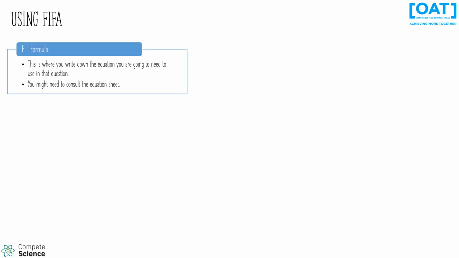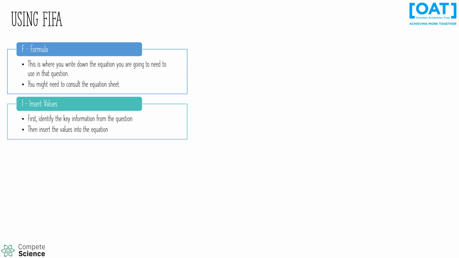This method is known as FIFA. It's a good way of remembering what steps that you need to take when performing each calculation. The first step is F, so F for formula. This is where you write down the equation that you're going to need to use in that question. It's a really good idea to write down that formula in the space provided. You might need to consult the equation sheet. I would always check the equation sheet to see what equations are on there. The equation that you need may be on there, it may not be on there, depending on the question.